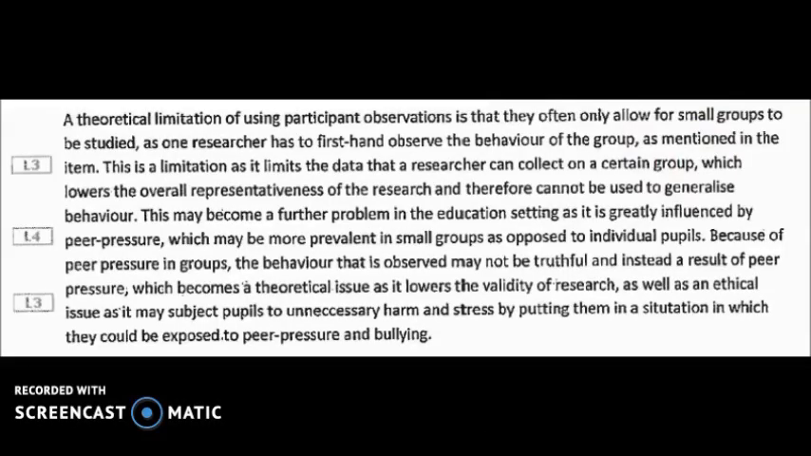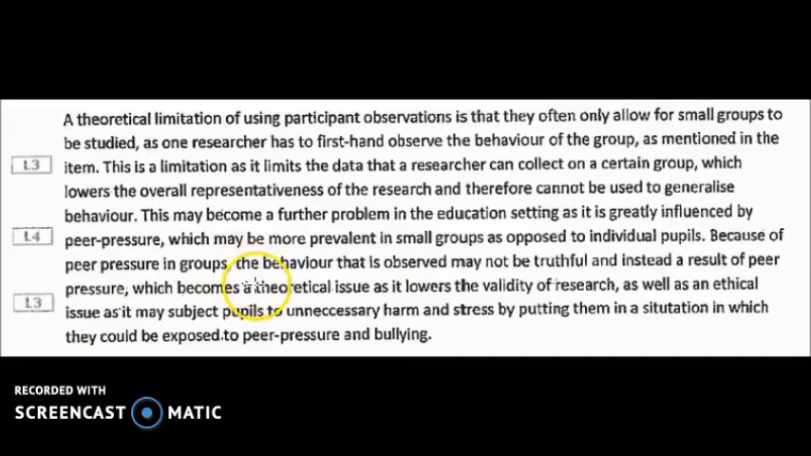Her final paragraph is continuing with theoretical issues. She picks up from the item with the small groups. That was really common. A lot of students did refer to that as mentioned on the examiner report, and that it tends to be lacking representativeness of the research and cannot be generalized. That is just still level 3 because it could apply to any group, but what she does do is that she applies a characteristic of the groups that is being studied, which is that especially in a school peer pressure could occur, and this means that it will lower the validity because of peer pressure.